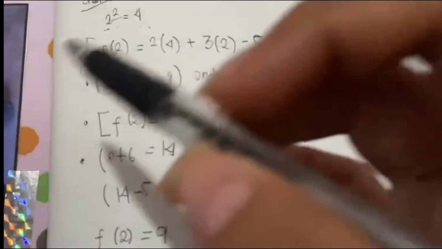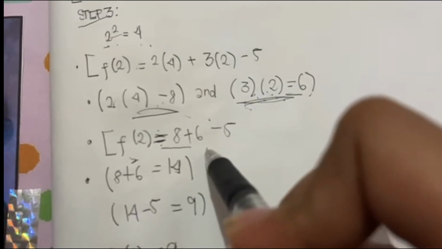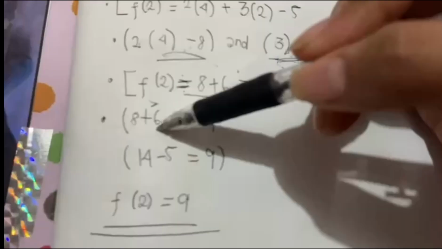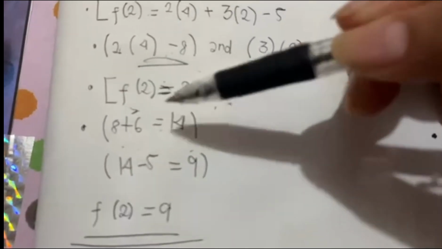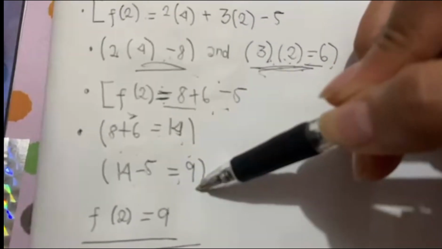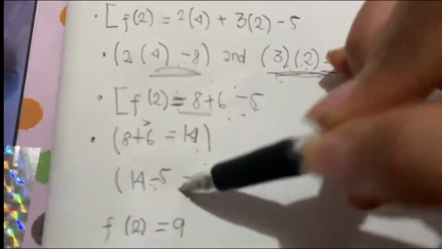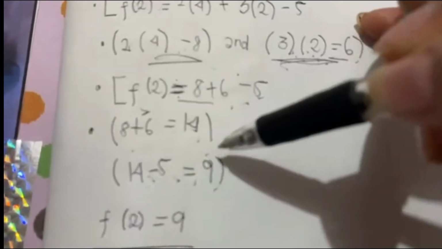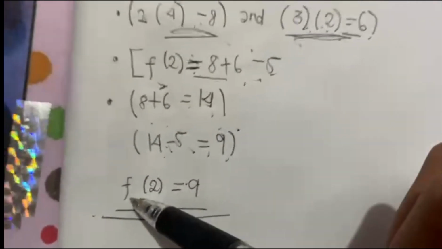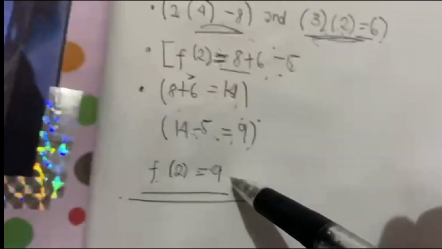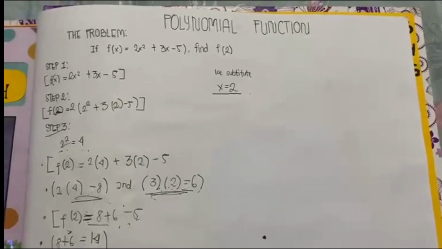So it becomes f of 2 equals 8 plus 6 minus 5. And it becomes 8 plus 6 equals 14. And 14 minus 5 equals 9. We bring down the minus 5 into 14 minus 5. So it becomes equals 9. So the final answer is f of 2 equals 9. I hope you understand of how I solve the polynomial function.